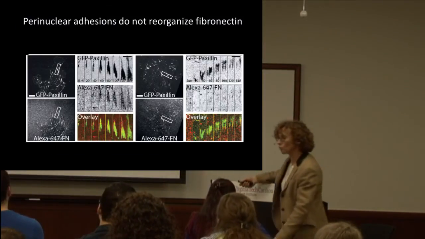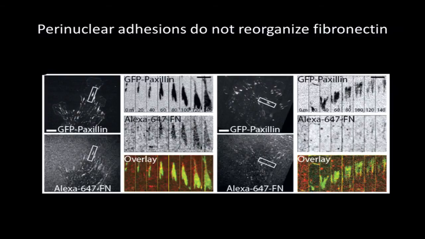These adhesions don't remodel the extracellular matrix. So this is a fluorescent fibronectin, and you can see fibronectin fibrils forming underneath adhesions that are at the leading edge. If you look under the ones that are under the nucleus, this is a time lapse, it's not really moving that fibronectin around. That's what fibroblasts sort of do for a living, is repair extracellular matrix. These aren't involved in that process.